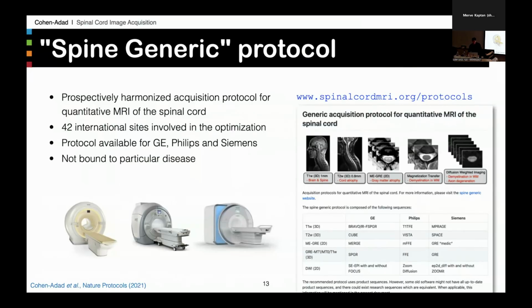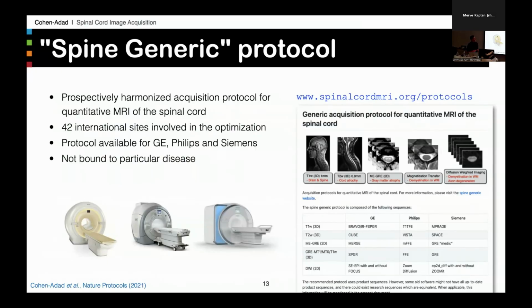And one particular aspect that I want to stress is that this protocol is not bound to a particular disease, right? So people working on MS contact me and say, oh, can I use the Spine Generic Protocol in patients with MS?